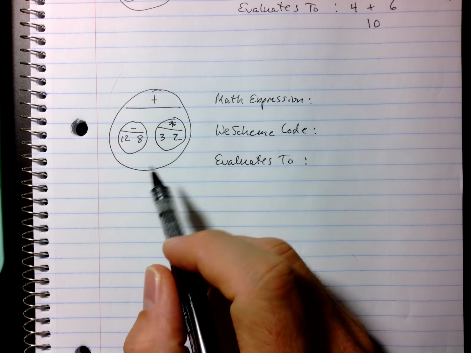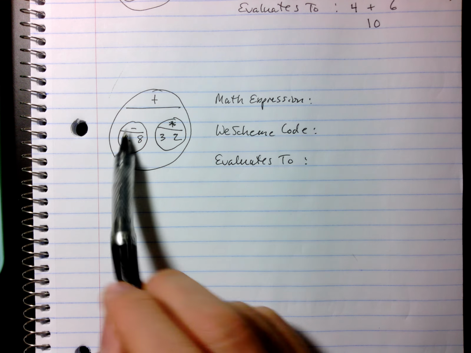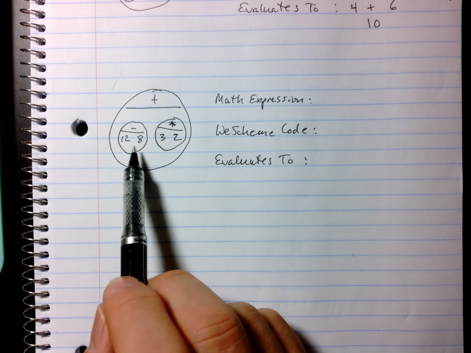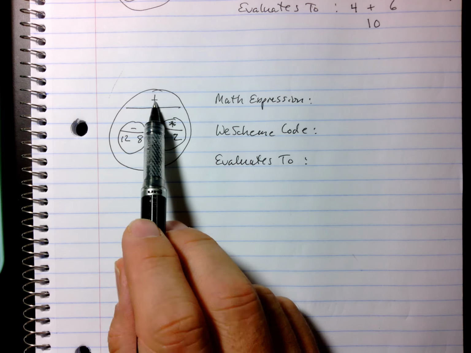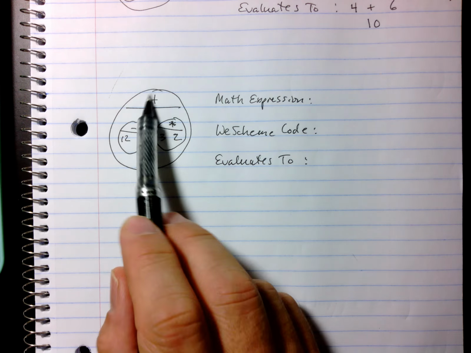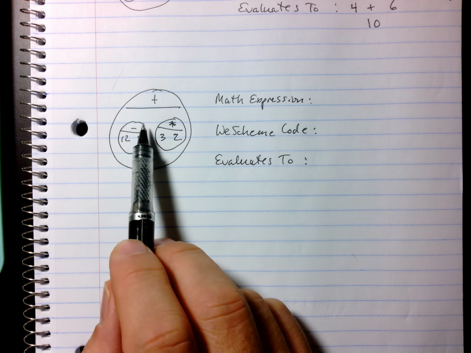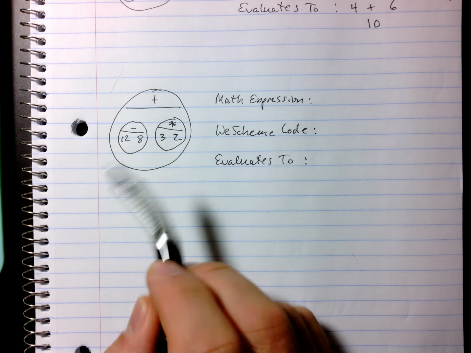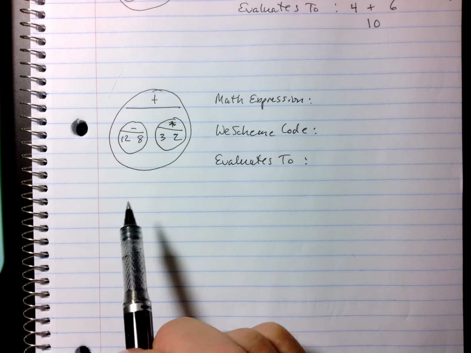So here goes. We've got the circle of evaluation, and if you notice, within the circle of evaluation are two other circles of evaluation. But what this is telling us is that the primary thing is this plus sign at the top. That's the main function. And this plus sign is telling us that we want to add this number, or in this case, the circle of evaluation, to this other one.